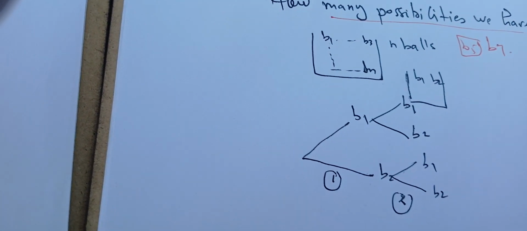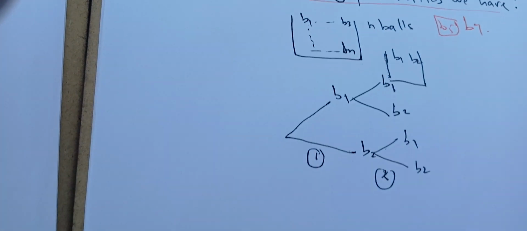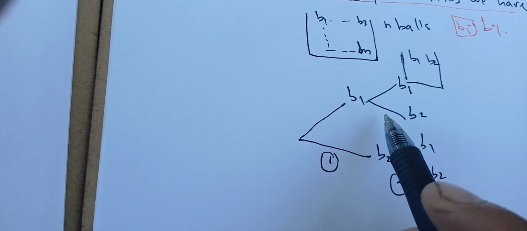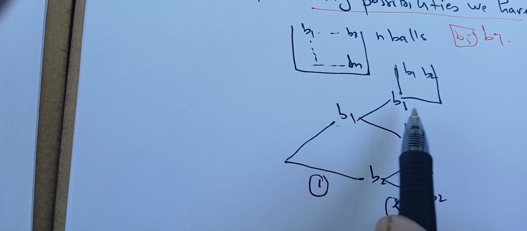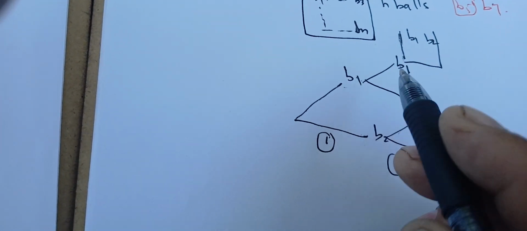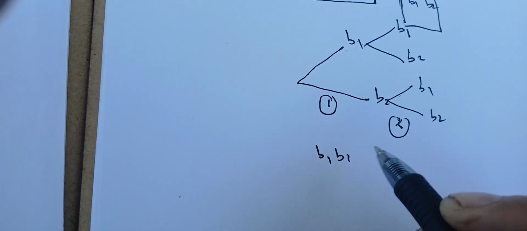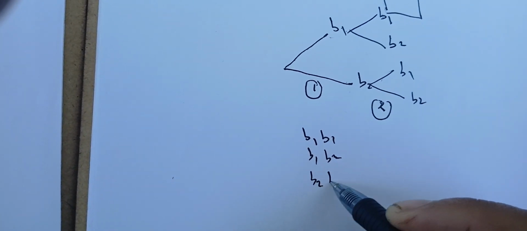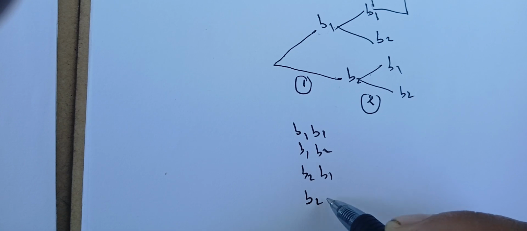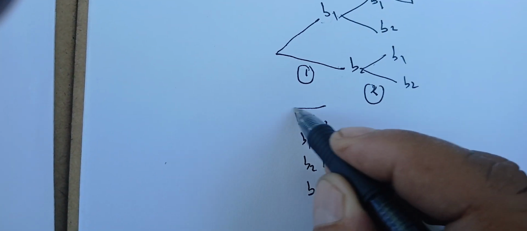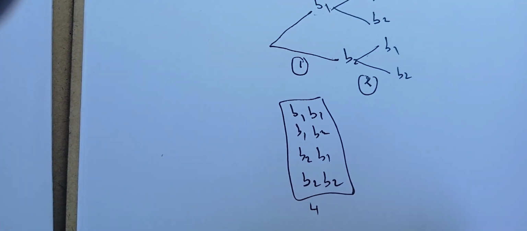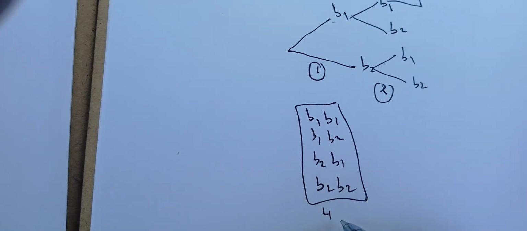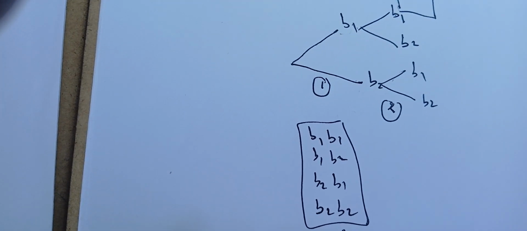Okay, so how many outcomes in general? Here we can read the balls that we get. We can either get B1 B1, B1 B2, B2 B1, or B2 B2. So how many do we have? We have 4, okay? Or 2 to the power 2.